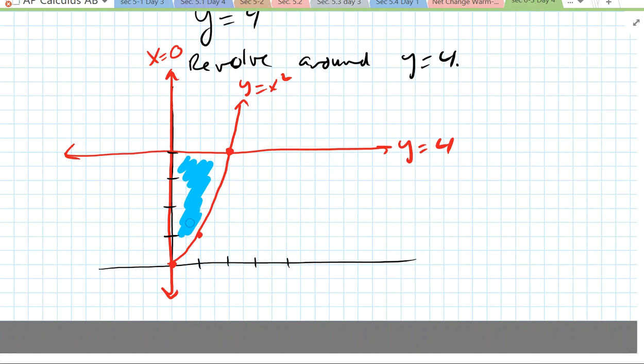And I am revolving this around y equals 4. Is y equals 4 parallel to the x-axis? What's this going to be with respect to? Yes. So this means with respect to x.